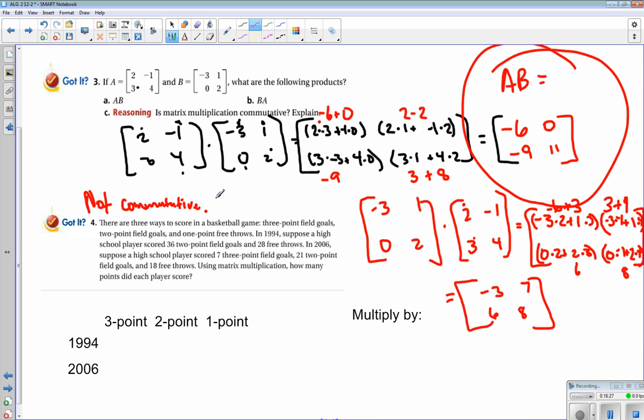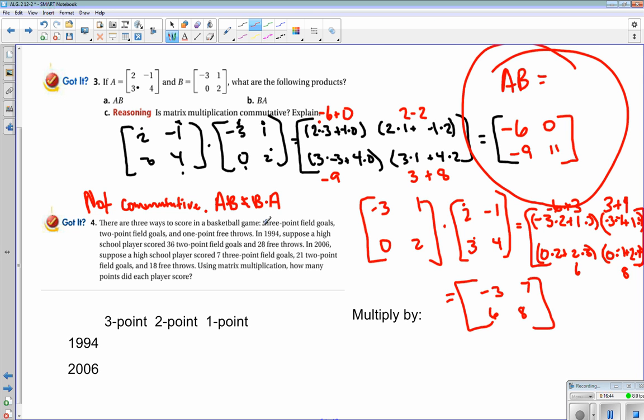We did it, A times B was not equal to B times A. So when we switched it around, it didn't equal each other. All right, so let's look at when we have a word problem.